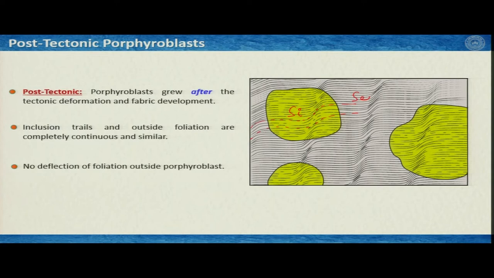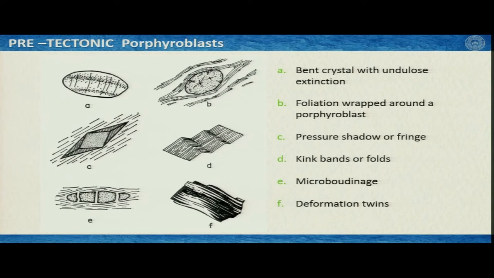So, you do not see any deflection of foliation outside this. So, they would be extremely straight away entering to the inclusions or porphyroblasts. Now, there are some examples that tell you that yes, these are porphyroblasts and these are pre-tectonic porphyroblasts.